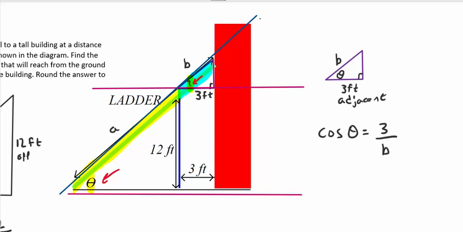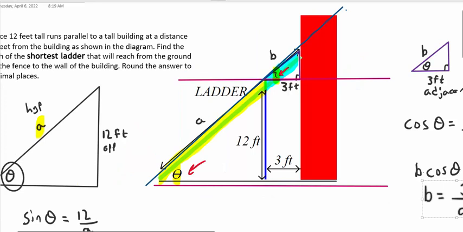If I multiply both sides of the equation by b, you would have b cosine theta equals 3, and then since the b is being multiplied by cosine theta, you'd solve for b by dividing the cosine theta over. So now I have a trigonometric expression for the length of a and the length of b, and remember if I sum a and b, I get the full length of the ladder.